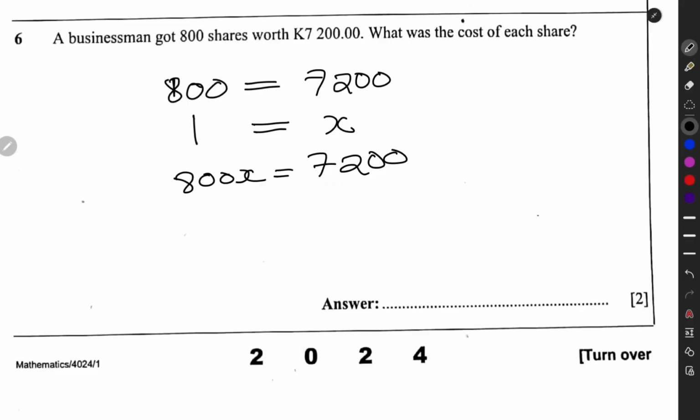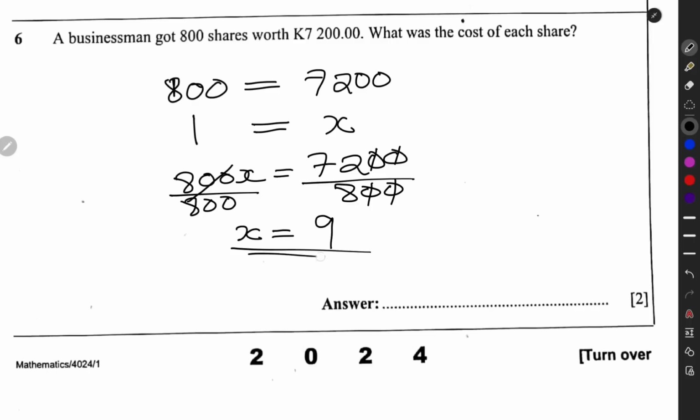So what do we do to find the value of x? We divide by 800 this side, and we divide by 800 the other side. So this will cancel. Our x is going to be, the 0 will go, the 0 will go. How many times does 8 go into 72? If I'm not mistaken, 8 will go there 9 times. So the correct answer is 9 kwacha for each share. The answer is 9 kwacha per share.